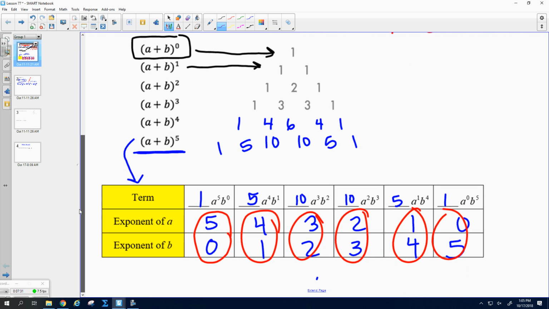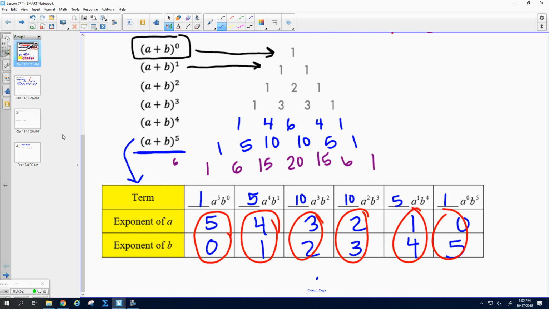Which one do we go the furthest to? So I only went to the 5th because this is my 0, 1, 2, 3, 4, 5. So the next one would be the 6th. So I need to keep going here. 1, 6, add those, that's 15. Add those, that's 20. Add those, that's 15. Add those, that's 6. And then end it with a 1.